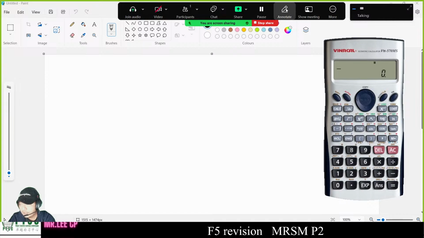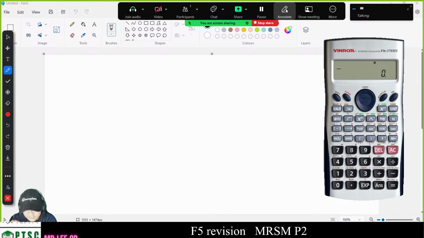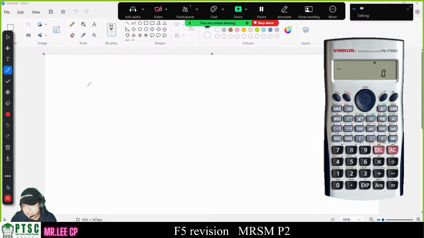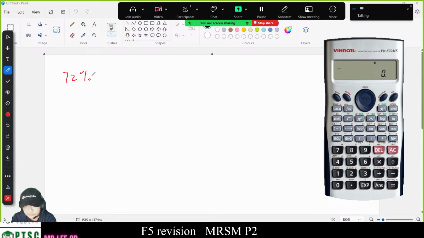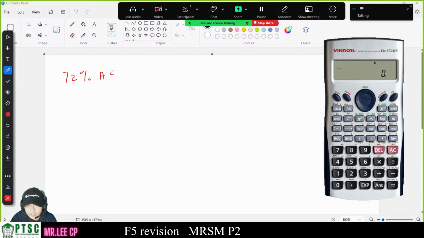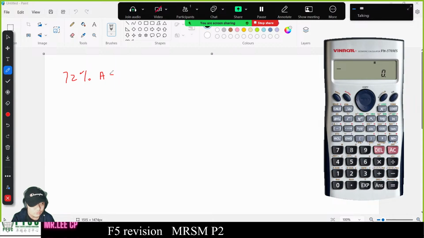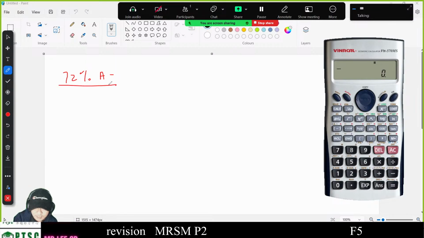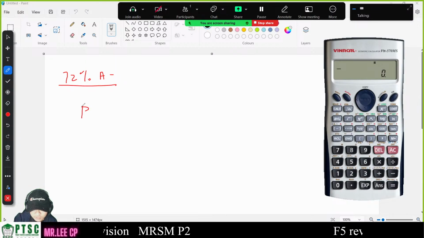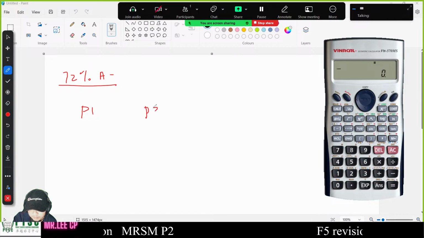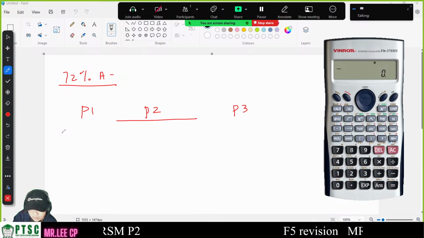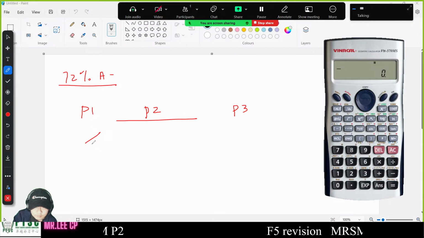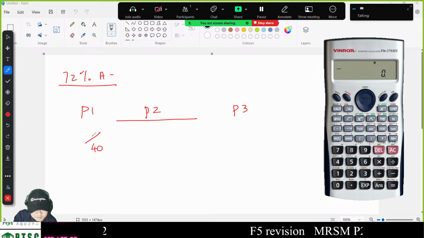Okay, so if you want to get an A in physics, the minimum is 72 marks. An A minus, I mean, at least say 72. So how many marks do you need to get in Paper 1, Paper 2 and Paper 3? Paper 1 is 40 marks, right?